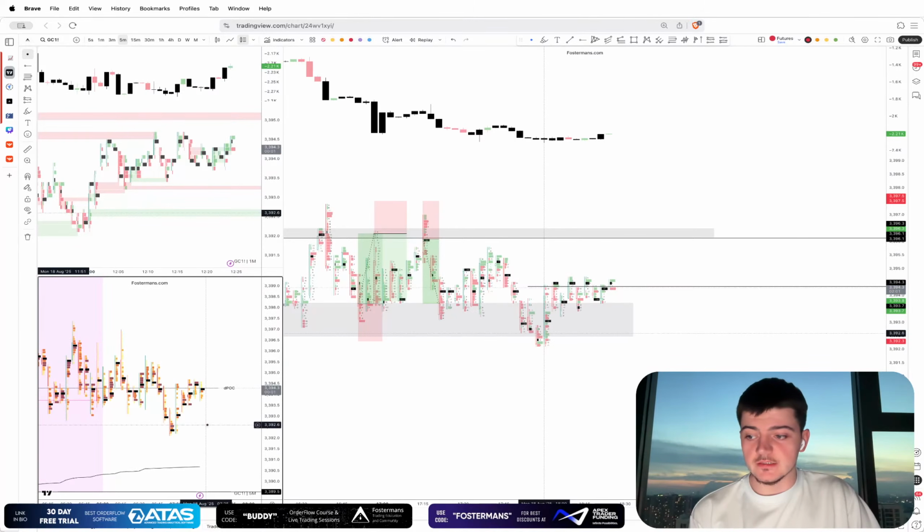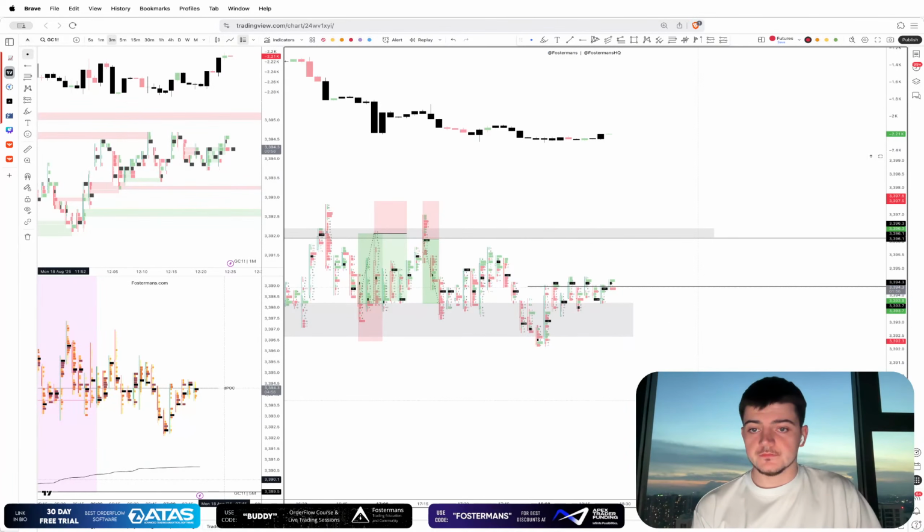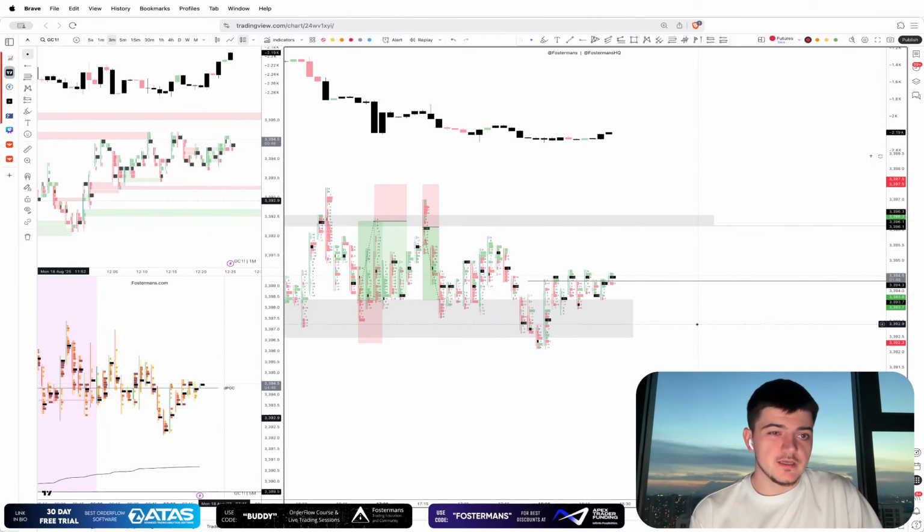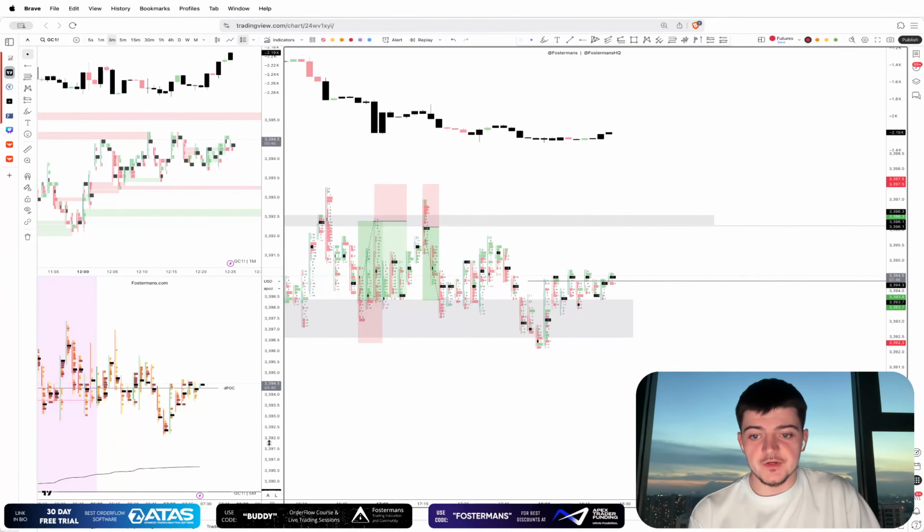Still hovering around that daily point of control, it's pretty crazy. No real liquidity coming in just yet. Just need that 5 minute opener now.